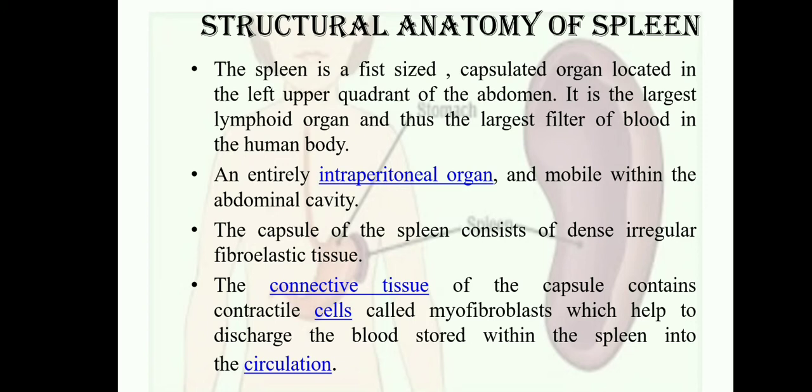The capsule, which is present as the outermost covering of the spleen, consists of dense irregular fibroelastic tissue. The connective tissue of the capsule contains contractile cells. These contractile cells within the capsule are called myofibroblast cells, which are elastic in nature, meaning they give elasticity to the capsule, so that it either increases or decreases in size according to need. This helps to discharge the blood stored within the spleen into the circulation.